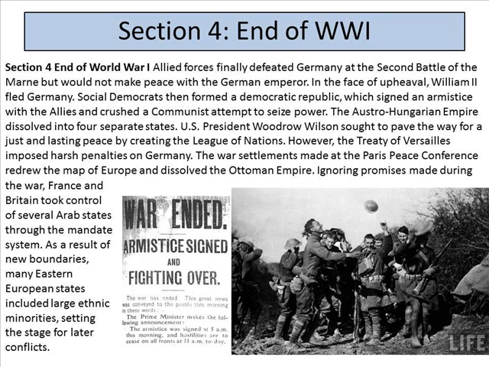U.S. President Woodrow Wilson sought to pave the way for a just and lasting peace by creating the League of Nations. However, the Treaty of Versailles imposed harsh penalties on Germany. The war settlements made at the Paris Peace Conference redrew the map of Europe and dissolved the Ottoman Empire. Ignoring promises made during the war, France and Britain took control of several Arab states through a mandate system. As a result of new boundaries, many Eastern European states included large ethnic minorities, setting the stage for later conflicts.